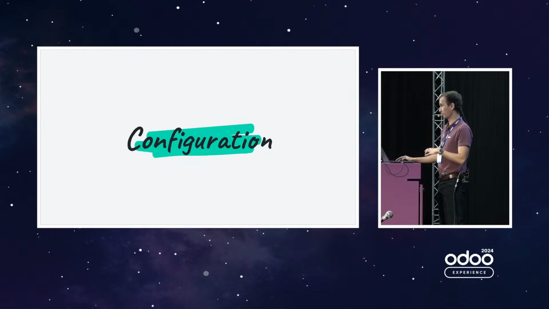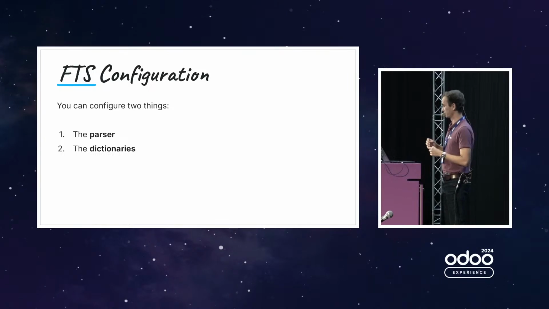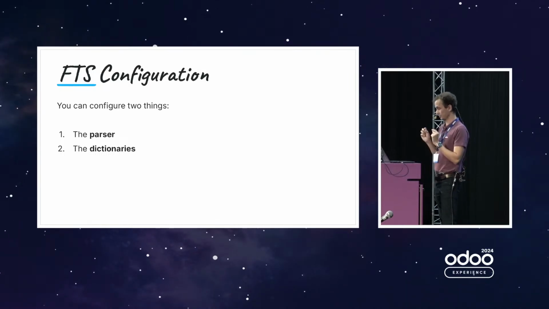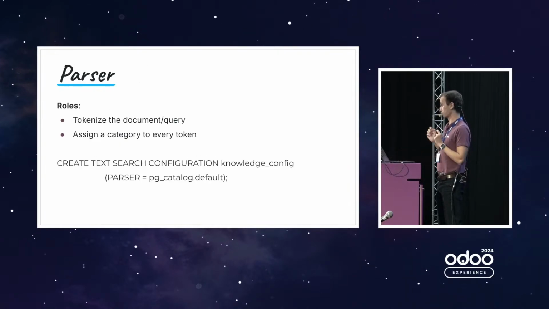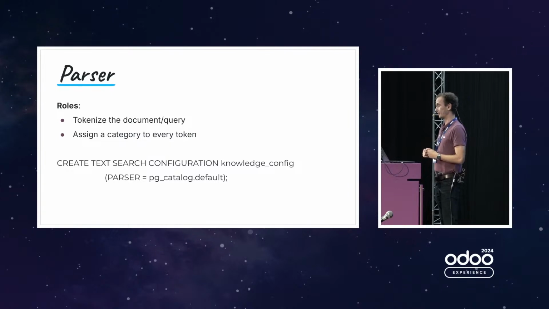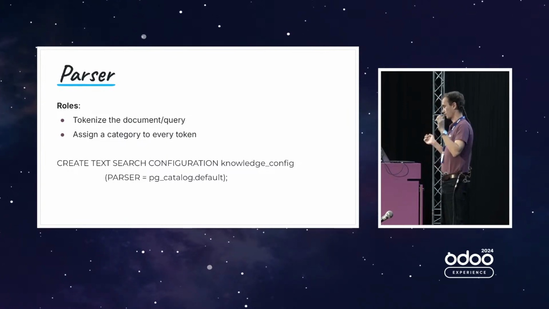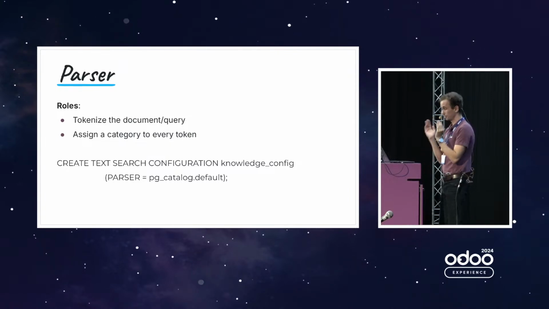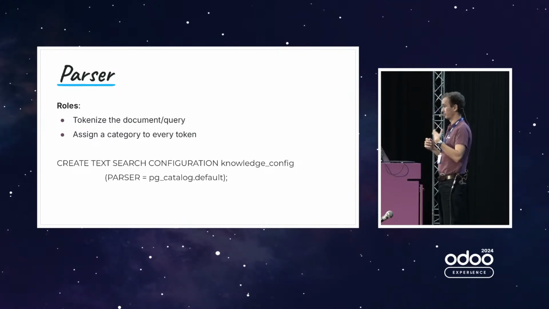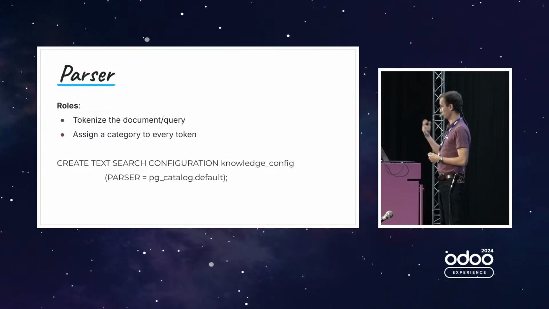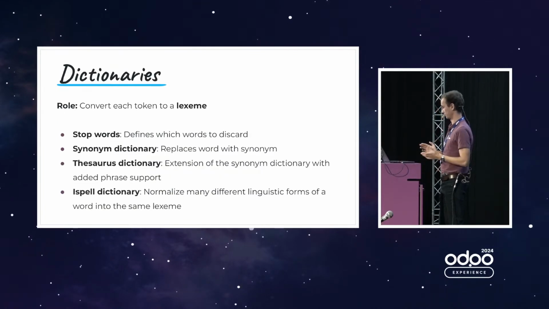So I will briefly talk about the configuration of PostgreSQL. In full text search, you can configure two things: the parser and the dictionaries. The role of the parser is to tokenize the documents and the query and assign a category to every token. So we have an input string that is split into several tokens, and we assign a category to each token. We say, okay, this term is a URL, this term is a number, and so on. You can have different categories of token.